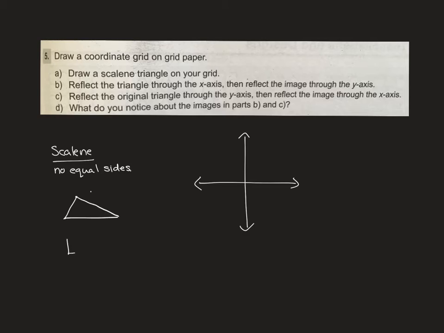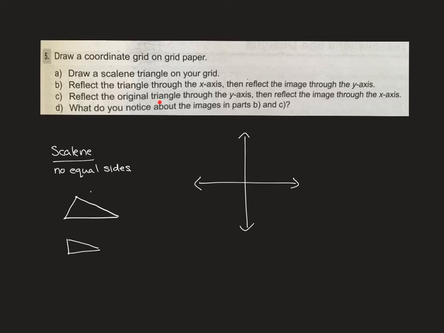Or you could even have a right triangle like that. Question B asks you to reflect the triangle through the x-axis and then the y-axis. So first, we're crossing the x-axis, so we're flipping the top and the bottom, and then we're crossing the y-axis, so we're switching lefts and rights.